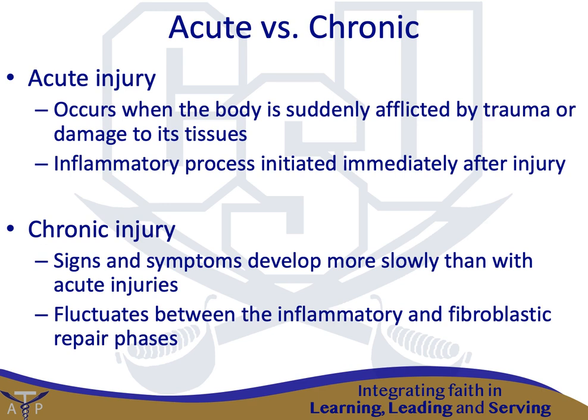So within a chronic injury, it doesn't just start with the inflammatory process. It can fluctuate between the inflammatory and fibroblastic repair phases throughout this chronic injury as that body area is stressed or not stressed. An acute injury that is not treated appropriately may not heal properly and can become chronic. Sometimes we see these injuries become chronic and they can fluctuate, like I said, between these inflammatory and fibroblastic repair phases because they are not treated correctly.